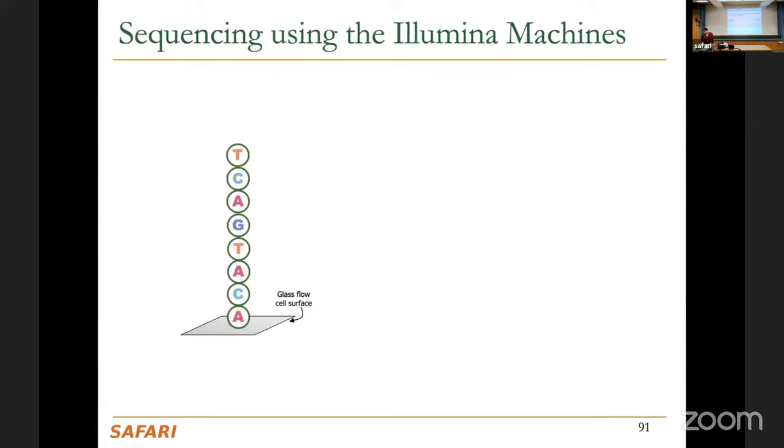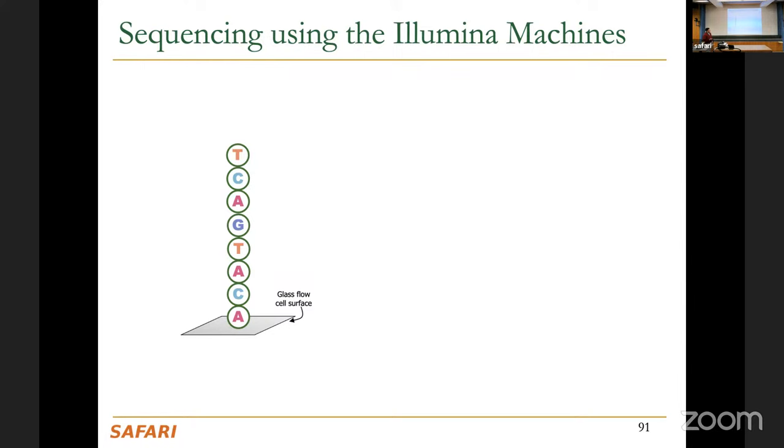So let's look at the other type of sequencing and how it works. This is sequencing using the Illumina machines. It uses a technique known as SBS, sequencing by synthesis, I guess I forgot, so I'll check. It's basically referred to as SBS.